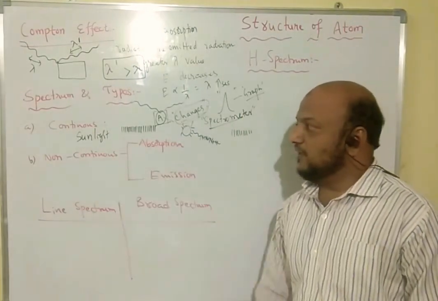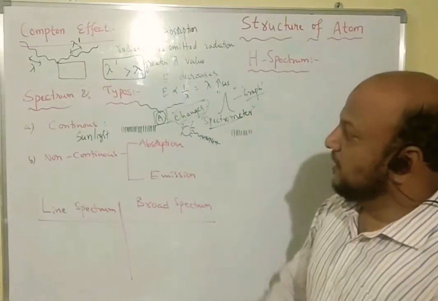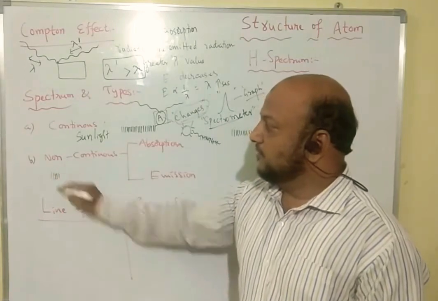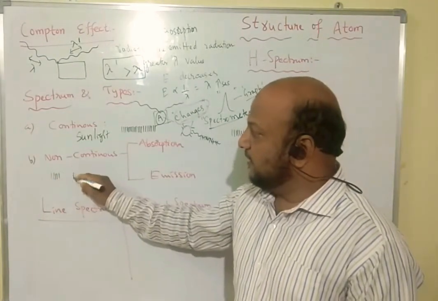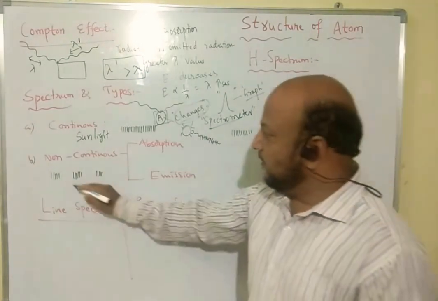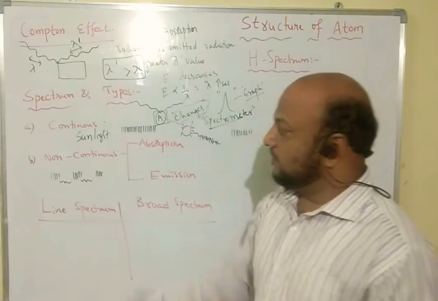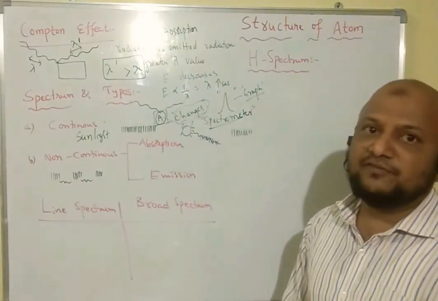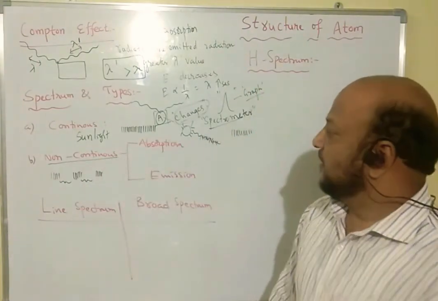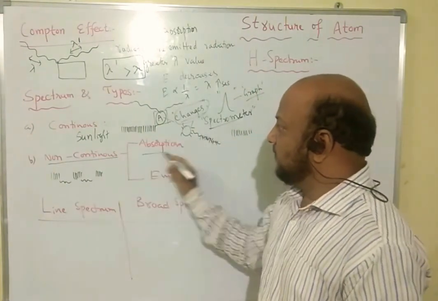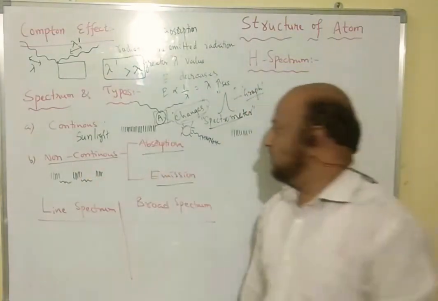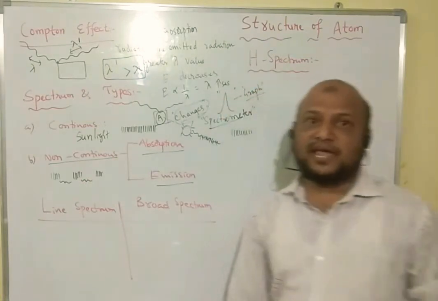Another spectrum is called the non-continuous spectrum. Non-continuous spectrum means the lines are not observed continuously. Some lines are observed, then there is a break, then again some lines are observed, with different gaps in between. We observe the spectrum discontinuously. That type is called a non-continuous spectrum. The non-continuous spectrum is again divided into two types: the absorption spectrum and the emission spectrum.